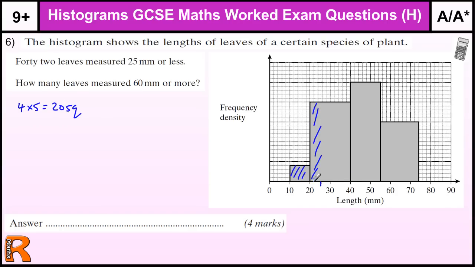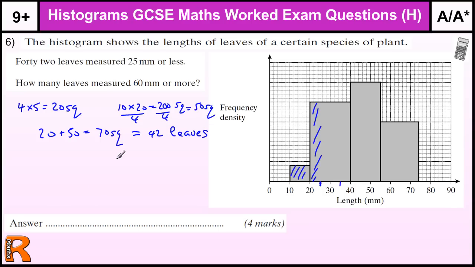And then this whole bar is 10 squares wide, and it's 5, 10, 15, 20 high. So we've got 10 times 20, which is 200 squares. But we only want to go a quarter of the way along. We're going to go 25, and that's a quarter of all that. So we want to divide that by 4, which is 50 squares. And 20 plus 50 is 70 squares. And that's equal to 42 leaves. So if we work out what one square is, it's going to be 42 over 70, and that cancels down. If we divide by 7, we get 6 over 10, or 0.6.